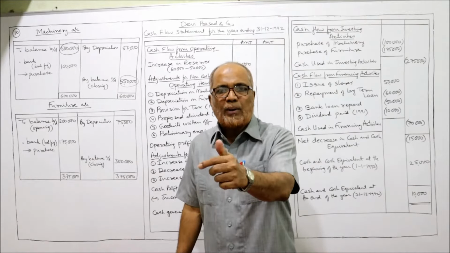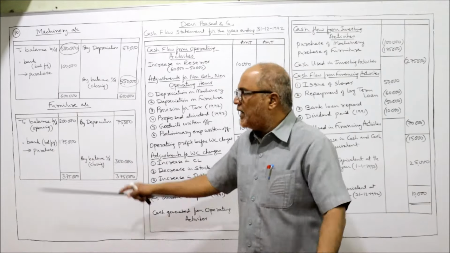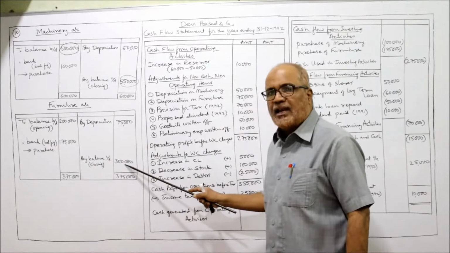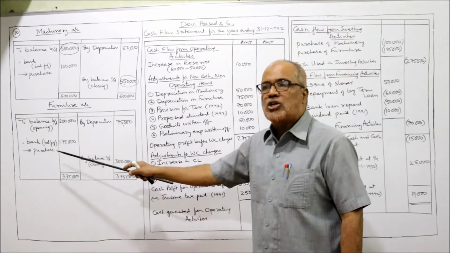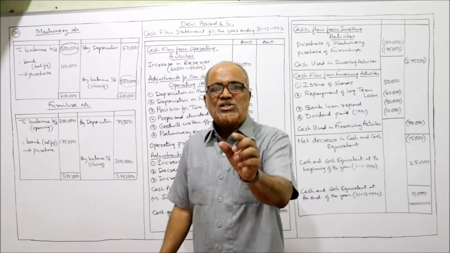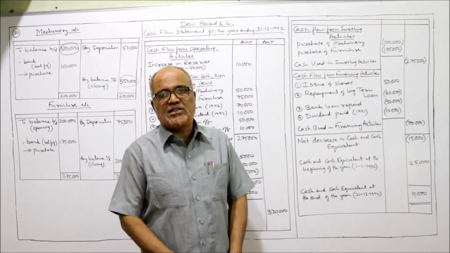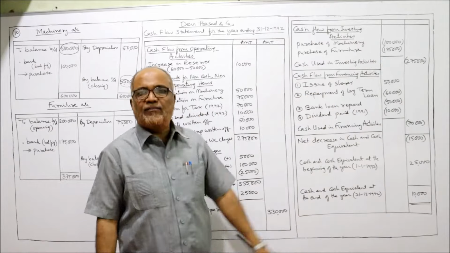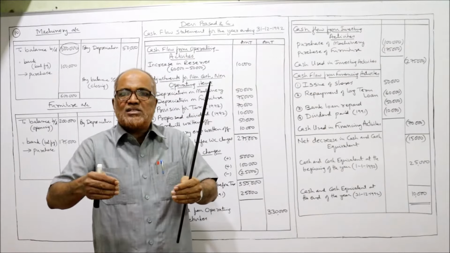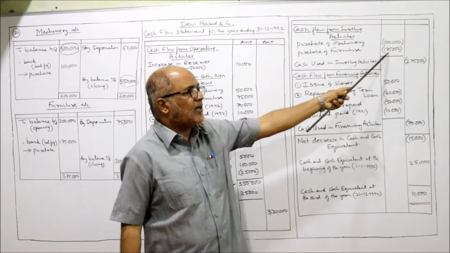This is not given in the problem. By making this account, we come to know that opening balance was 2 lakh, closing balance was 3 lakh, depreciation provided 75,000. So during the year, furniture purchased 1,75,000. This will come under investing activity. Cash flow from investing activity: purchase of furniture 1,75,000. Whenever there is a purchase, there is cash outflow. Money is going out. That's why bracket.